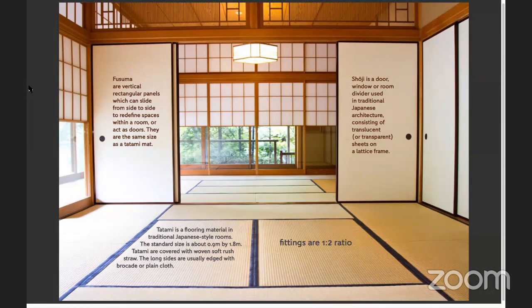The sliding door is called a fusuma. Again a 1-to-2 ratio, it's a sliding door made of wood and paper. Further on, the bottom is glass, in a square format, and a translucent paper screen is attached at the top. That's also a sliding door, but the top one is called shoji. It's another very Japanese thing, Japanese paper, and the translucent light is very nice, soft light.